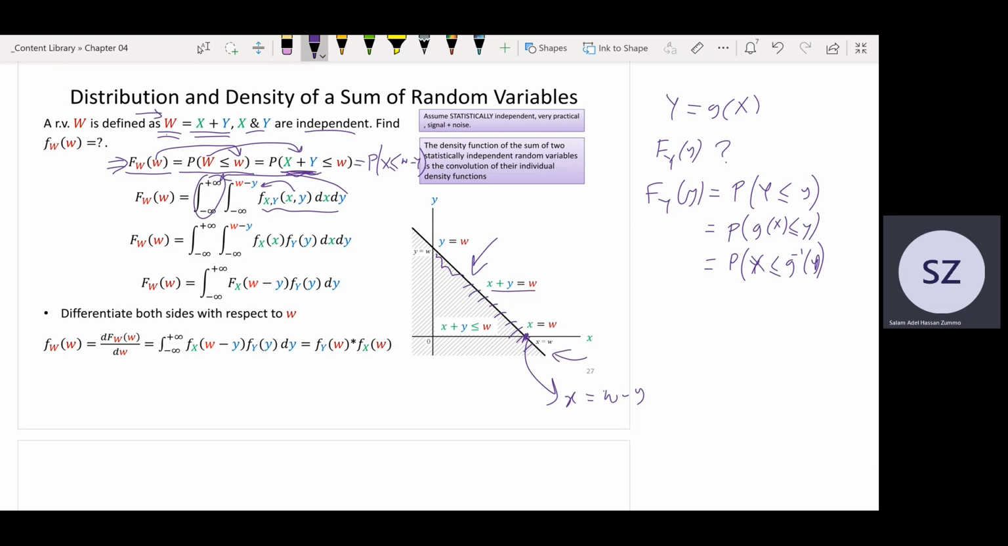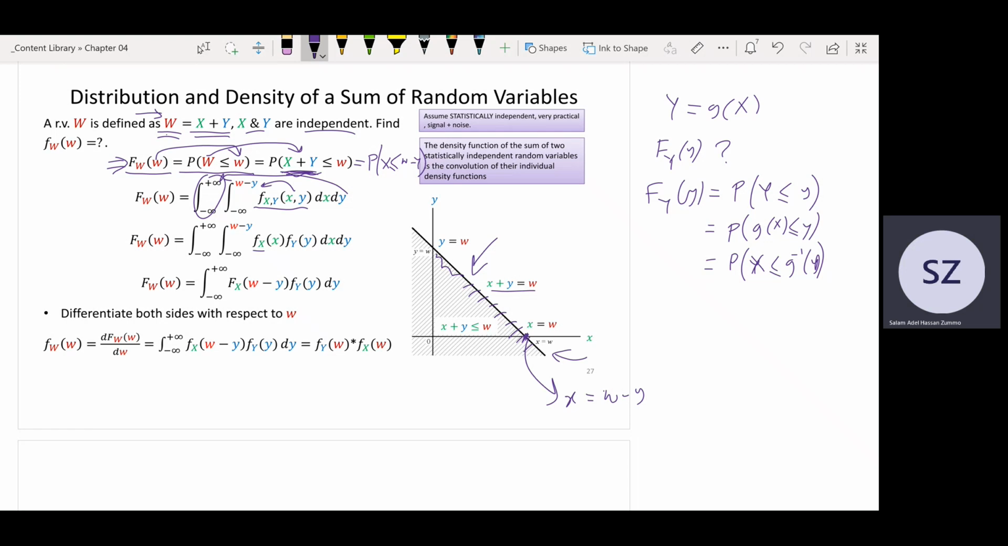Do you have any question about how we found this? Now, if you are convinced, and we know that they are independent, right? We started by saying the problem is that two random variables x and y are independent. So what is the joint PDF?